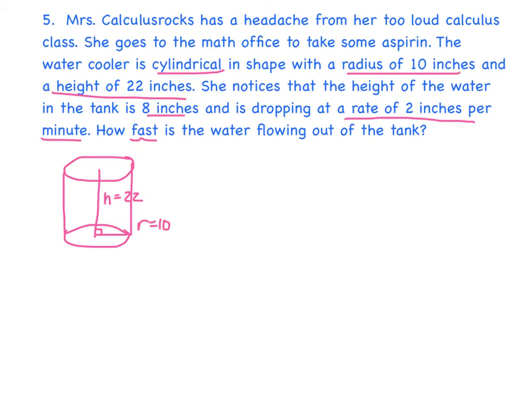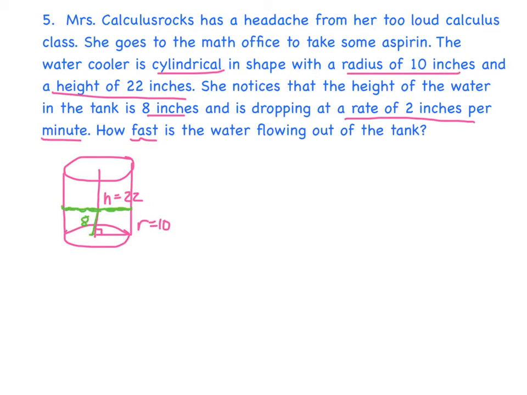All right, now let's see what's happening in this. She notices that the height of the water in the tank is at 8 inches. Okay, so currently the water, even though the height of the tank is 22 inches, the height of the water in the tank at the time when she happens to go and take a drink from it is at 8. So this much is just 8 inches.